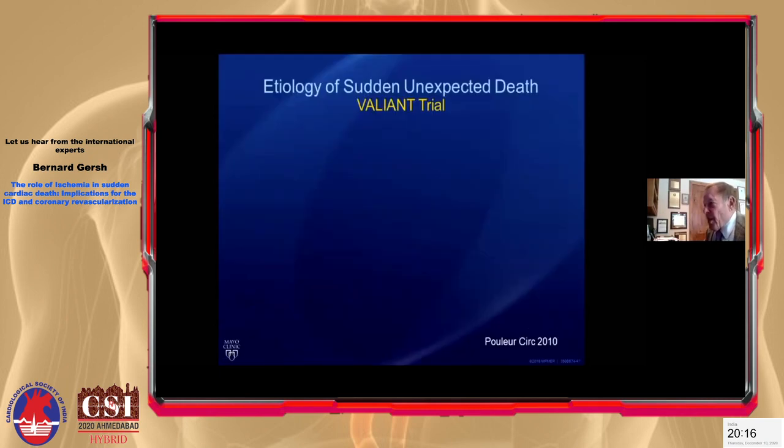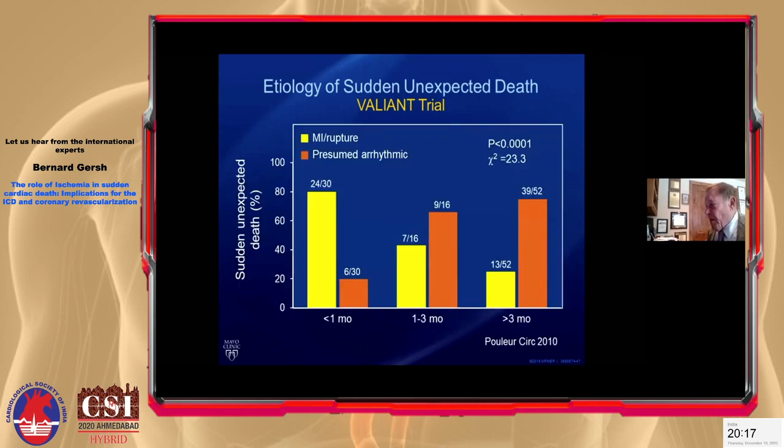Well, I think the answer comes from this trial again and from another autopsy study from Denmark. If you look at patients who died a sudden unexpected death in the first month after myocardial infarction, the vast majority had acute recurrent infarction or rupture. When you get out beyond 3 months, the majority of sudden unexpected deaths are presumed arrhythmic. And between 1 and 3 months, it's again a higher rate of presumed arrhythmic deaths. So how do I explain all of that?